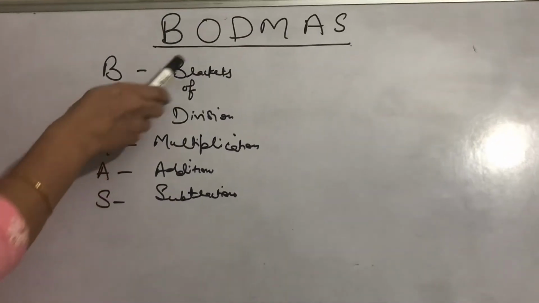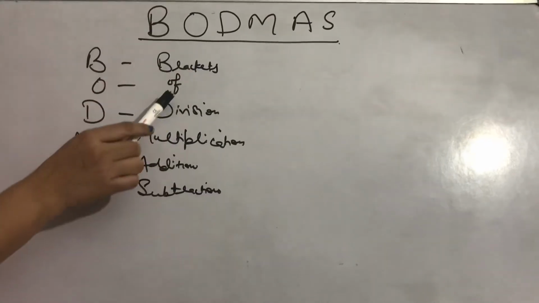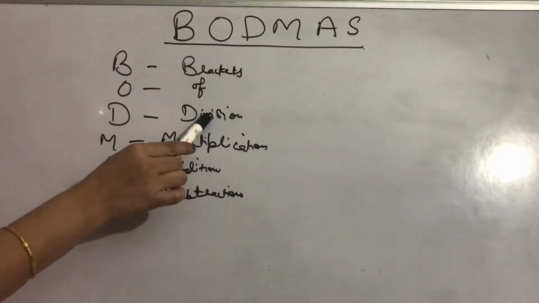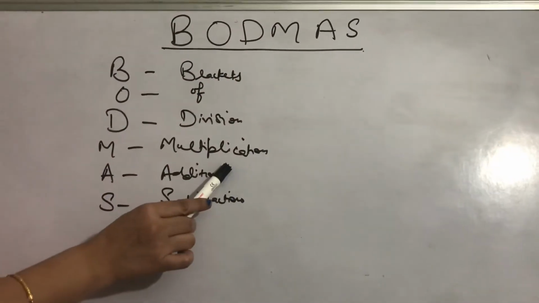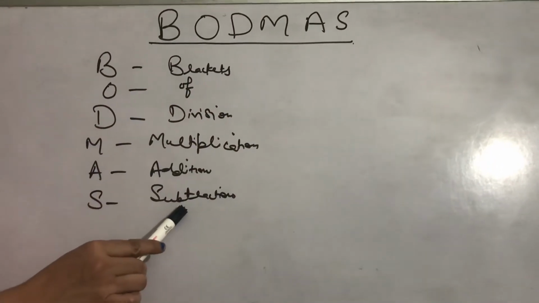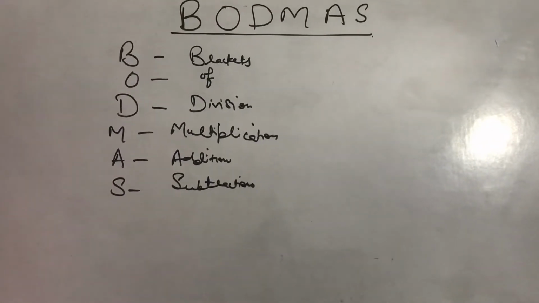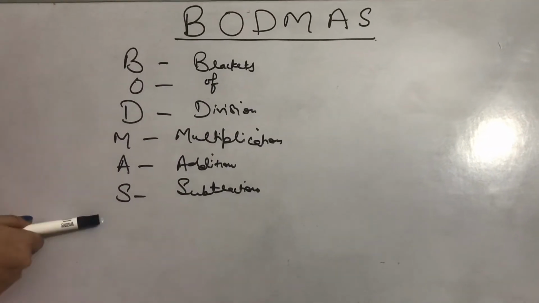Today's topic is BODMAS. B stands for brackets, O stands for of, D for division, M for multiplication, A for addition, S for subtraction. Before solving a problem, we have to follow this order.